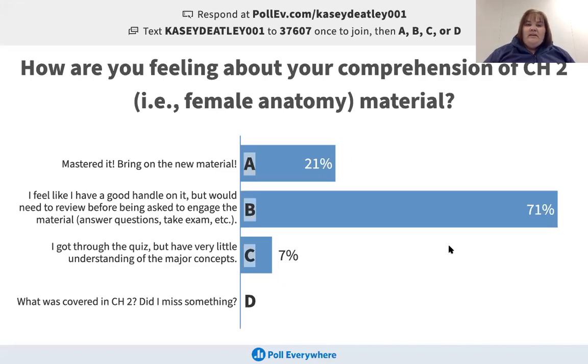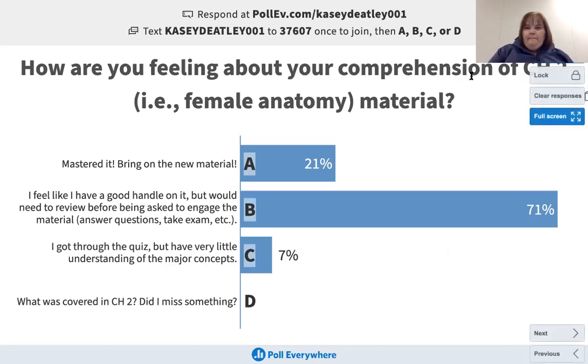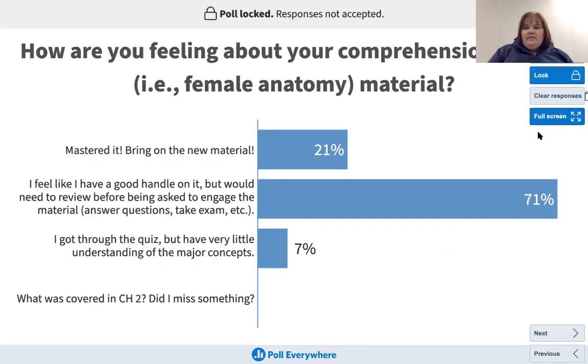But as always, if you are having difficulty grasping these concepts, please let me know so we can set up a meeting through Zoom or just on the phone, if you don't want to jump in during my normal office hours, which were this morning and on Thursdays. But for the most part, it looks like you are comfortable with it, which is great. So I'm going to go ahead and lock in those responses and let's go to the next question.